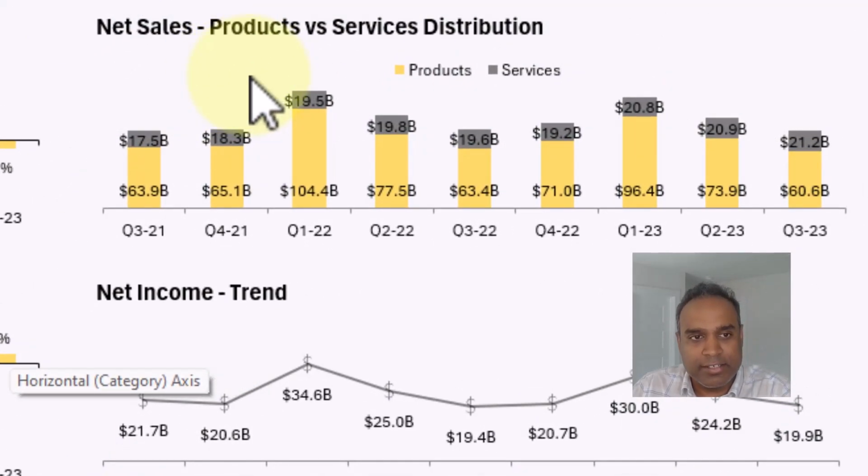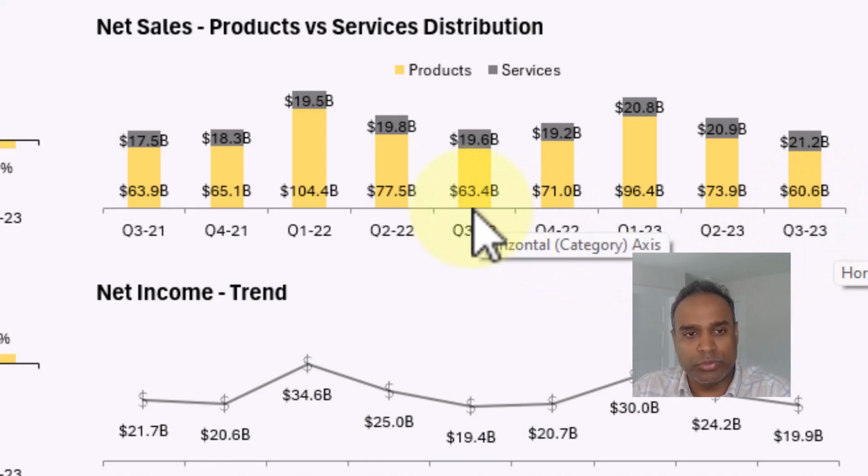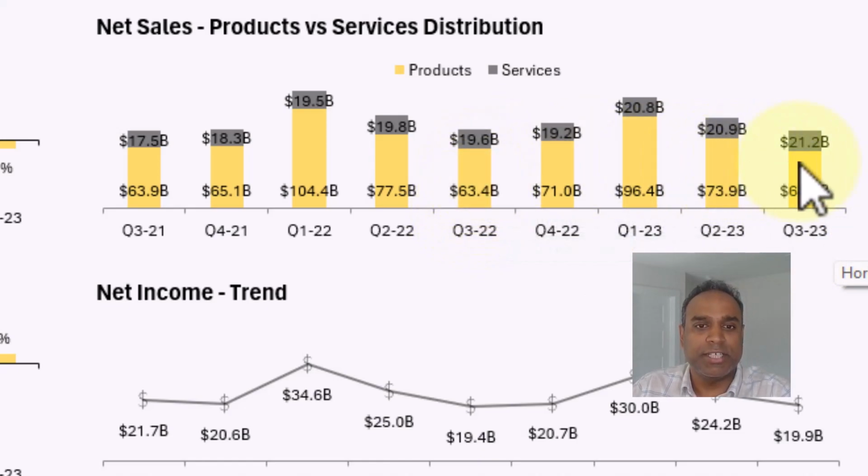In terms of the net sales, the distribution between the products and services is important because you can see here in the third quarter, there's $60 billion, 60.6 for the products. And if you compare that to Q3 of 2022, it's 63.4, whereas the services has increased from 19.6 to 21.2 billion. So there's an increase in sales on the services side, whereas a drop in products.